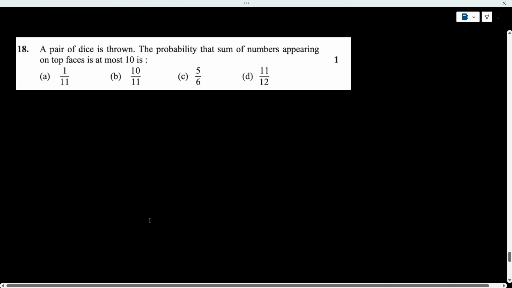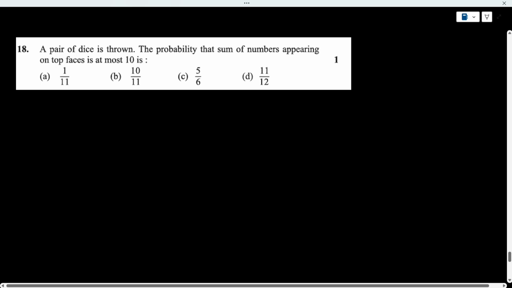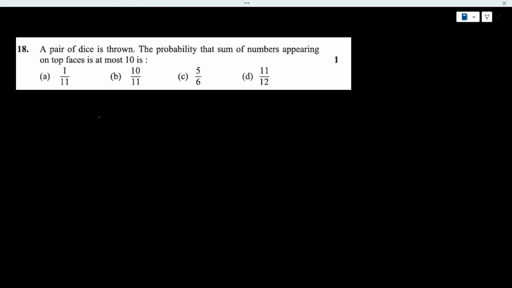Let us go for the next question, question number 18. This is again a probability based question. Earlier also we have seen one, so this is the second probability question. What are they asking in question number 18? They are asking here, a pair of dice is thrown. A pair of dice means there are two dice which are thrown together, right? The probability that the sum of numbers appearing on the top faces is at most 10. That means the maximum possible value is 10, or the sum can be less than 10.